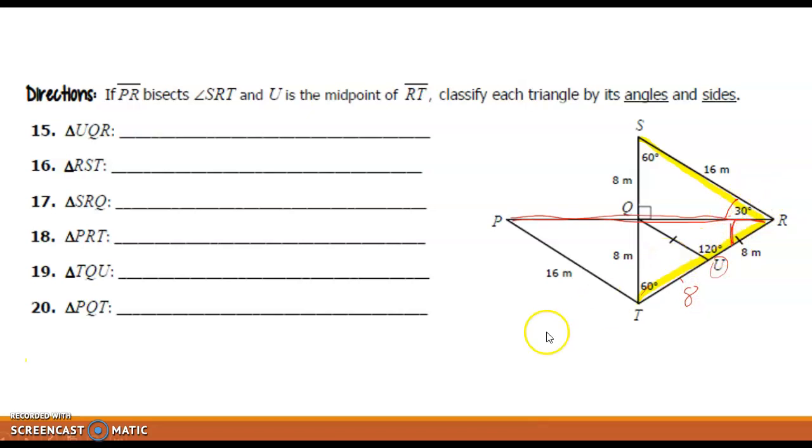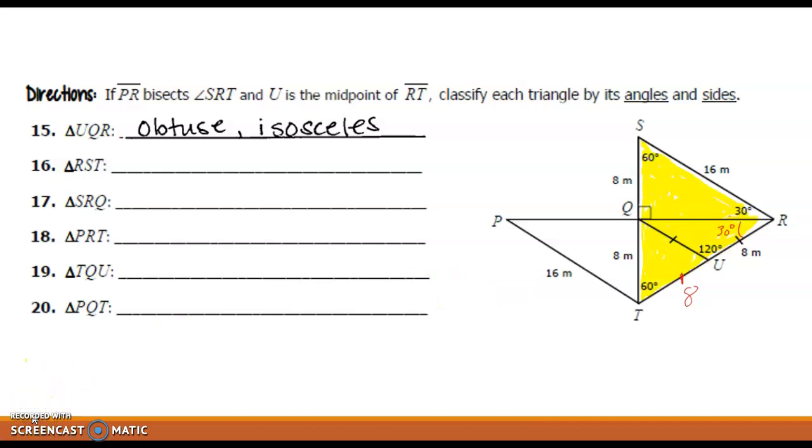All right, let's try to see what each of these triangles are going to be. First triangle we're going to look at is UQR. And we notice that there's two sides that are congruent and that it has an obtuse angle in it. So it's going to be an obtuse isosceles.